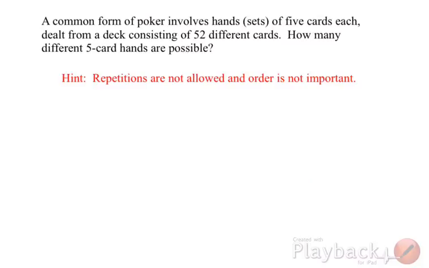A common form of poker involves hands or sets of 5 cards each, dealt from a deck consisting of 52 different cards. How many different 5-card hands are possible? Okay, so repetitions are not allowed and order is not important. Therefore you cannot have a king of clubs twice, but it doesn't matter if the king of clubs is your second or your third or your fourth card in your hand, order doesn't matter. Okay, so give that one a go on your own.